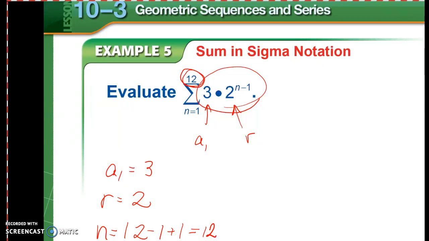And then I can just go ahead and figure that out. So I have 3 minus 3 times 2 to the 12th divided by negative 1.